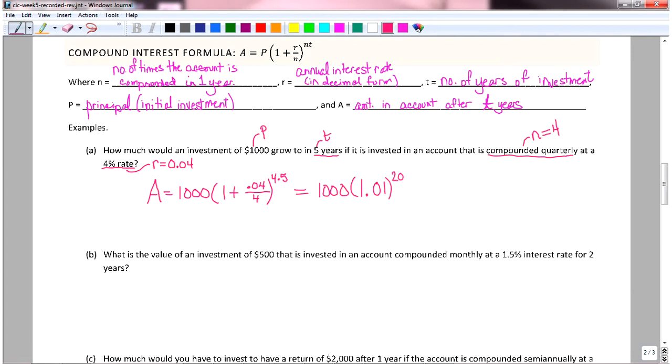Okay, so the way that I'm putting this in my calculator is I'm doing 1.01 and I'm raising that to the 20th power by using the caret key, and then we'll do times 1,000. Because remember, the calculator will follow order of operations, so it will do the exponent before the multiplication.